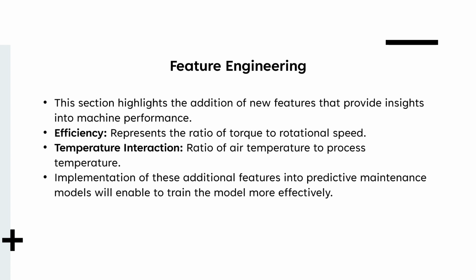We will create two new additional features that provide insights into the machine's performance: the efficiency, which represents the ratio of torque to the rotational speed, and the temperature interaction, which is the ratio of air temperature to the process temperature. Implementation of these additional features into predictive maintenance models will enable us to train the model more effectively.